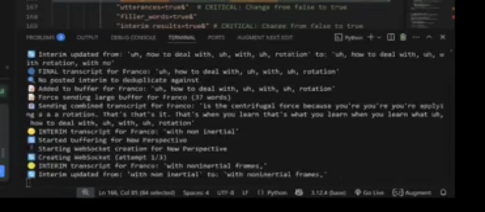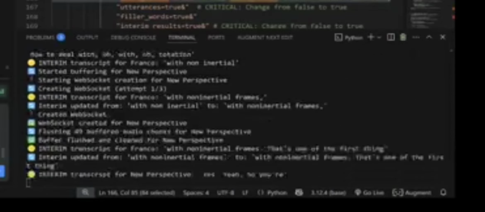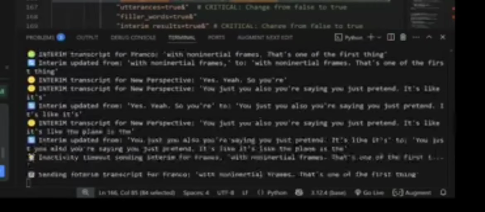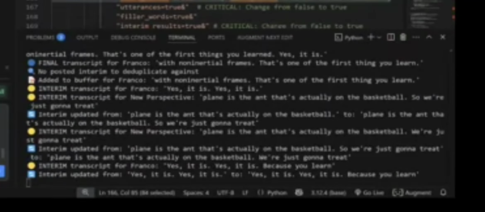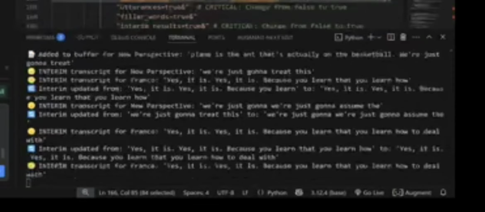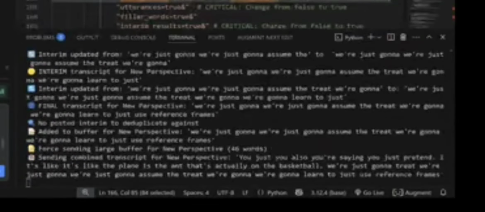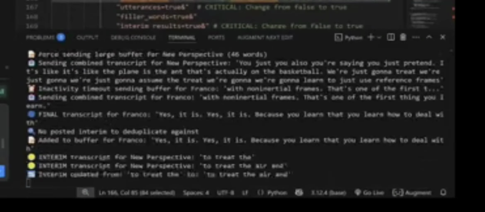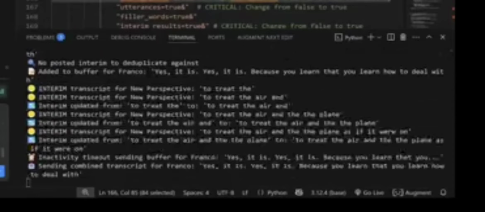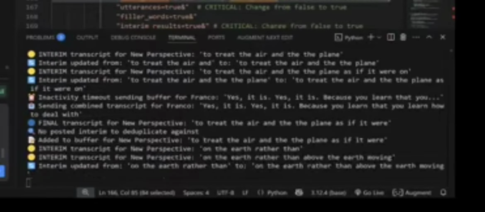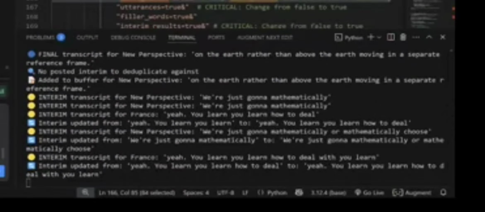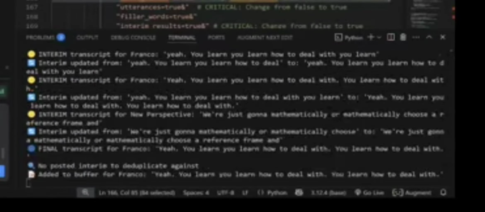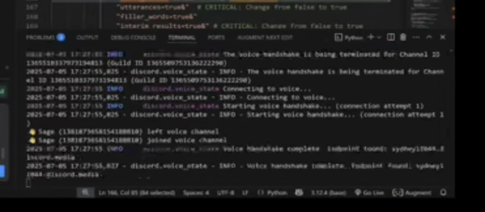Oh, so you're saying one of the first things you learn is to pretend the plane is the ant on the basketball. Yes, we're just going to learn to use reference frames to treat the air and the plane as if they were on the earth, rather than above the earth moving in a separate reference frame. We're just going to mathematically, kinematically choose a reference frame and say that works just fine.